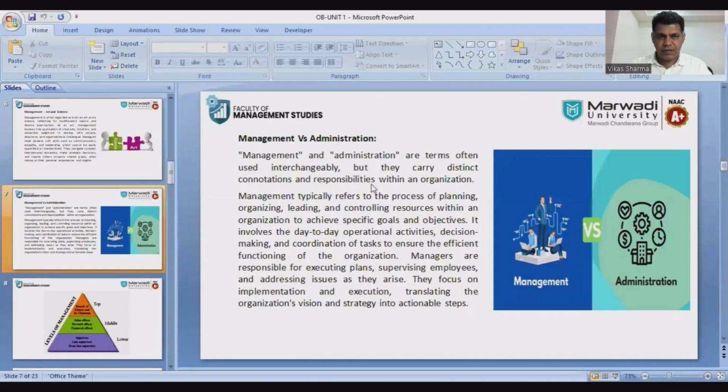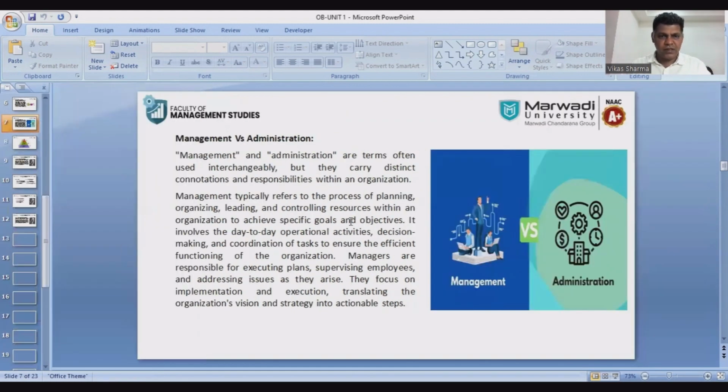Management versus administration. What is the difference between these two words? We need to understand that. Okay. So at times people use these two words interchangeably. Ideally, it should not be the case.